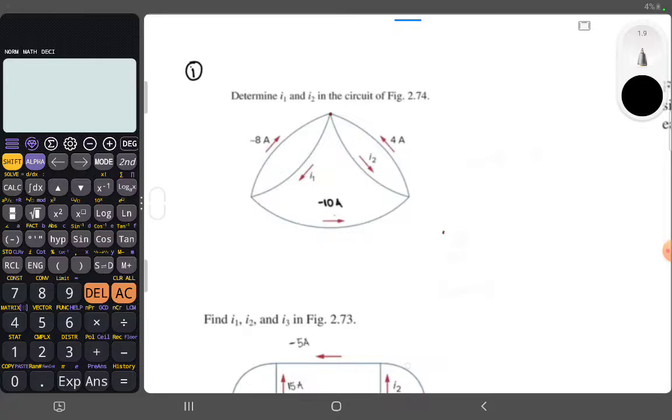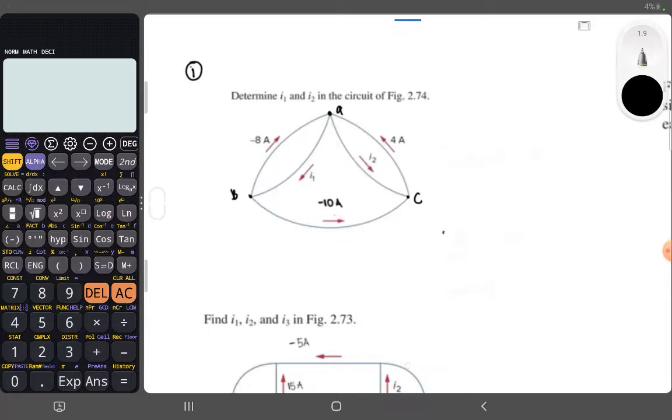So anong gagawin natin dito? First things first, hanapin natin yung mga nodes. So we have our node A, node B, node C. Okay, so after natin ma-identify yung node, the second thing na pwede natin gawin is to select a node which wherein pwede natin kunin agad yung sagot.